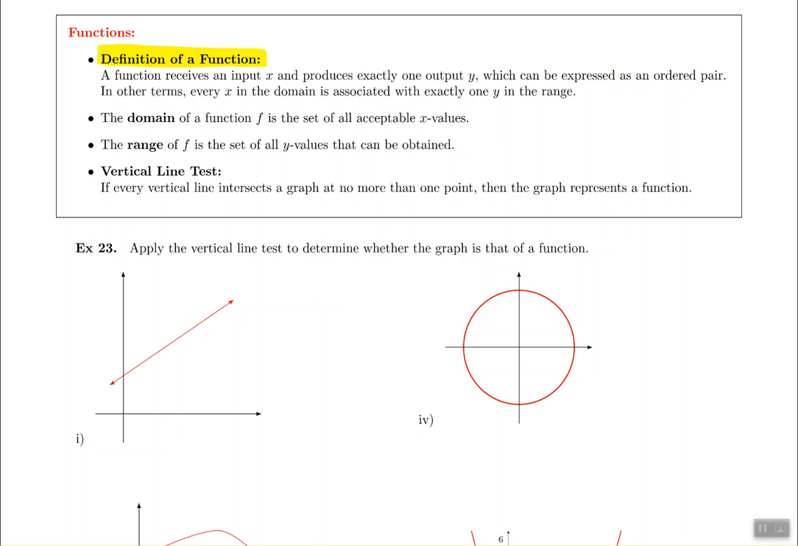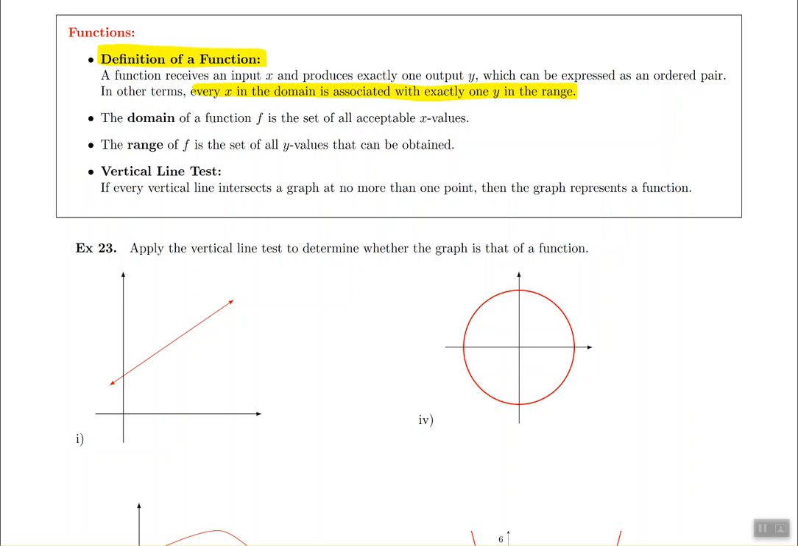In other terms, for something to be called a function, what should happen? Every x in the domain should be associated with exactly one y in the range. Now, if you're wondering why we're talking about functions right now, functions can be very, very useful. For example, if you ever want to know the costs of running a business, you can model that as a function. Or if you want to know the profit that you're going to make from selling a certain product, that could be modeled as a function.